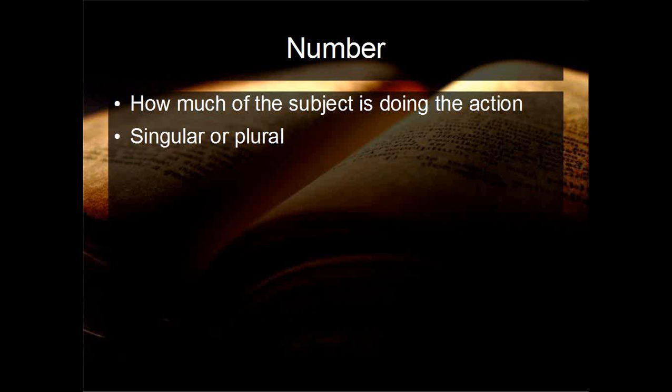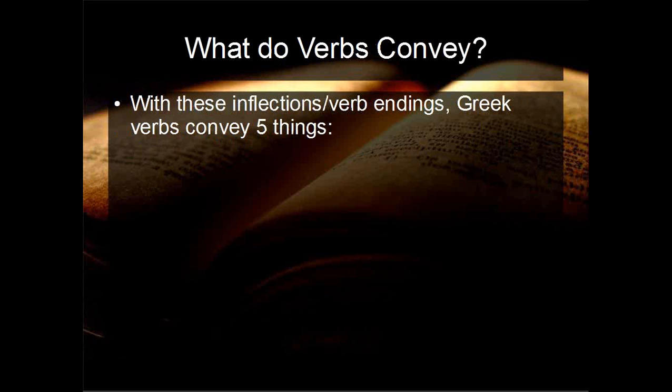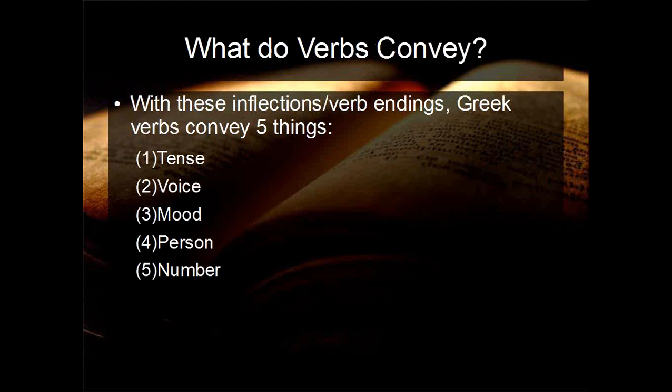Okay, now, so the five things that the verb conveys, what are they? They are tense, voice, mood, person, and number. Tense, voice, mood, person, and number. Okay? Now, there's something known as parsing. P-A-R-S-I-N-G. Parsing. Okay? Or to parse a word.